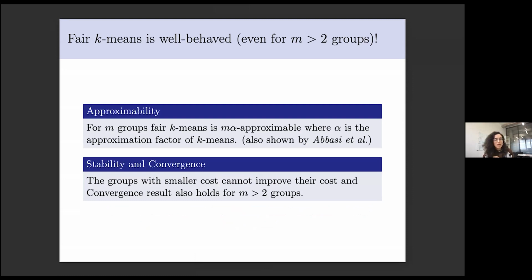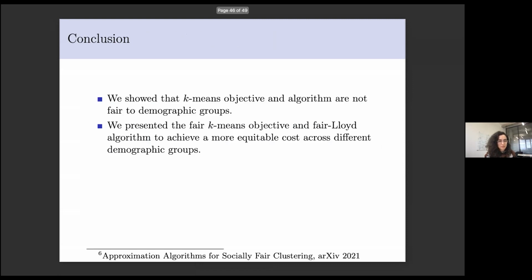We have similar approximability results. So for M groups, if you have an alpha approximation for k-means, this translates to an M alpha approximation for fair k-means, and our solution is a stable and fair algorithm that actually converges to a local optimum.